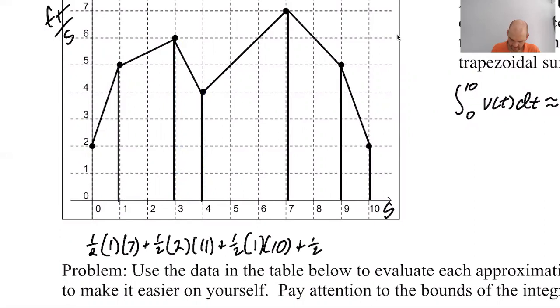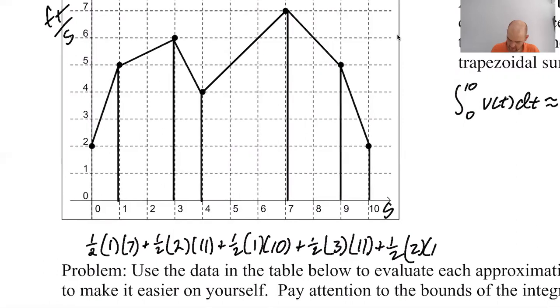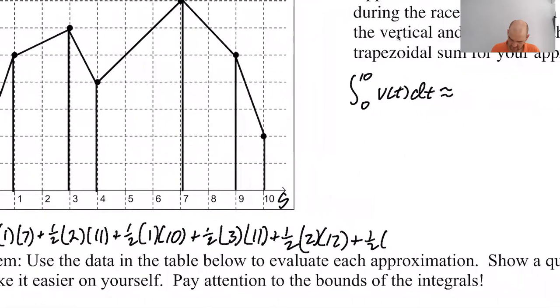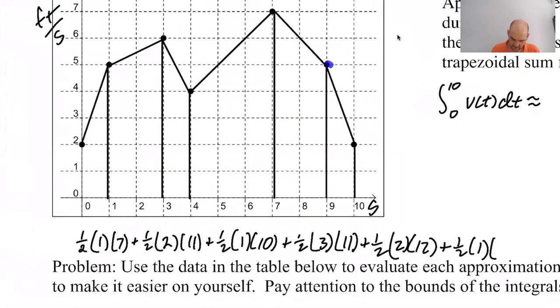Plus 1/2 times 3, because you're going from 4 to 7. And then 4 plus 7 is 11. I bet I get one of these wrong, or I bet I get a lot of them wrong. I'm saying for the notes, I bet I make definitely some fatal error. That's 2, and then 7 plus 5 is 12. And then finally, our last trapezoid is 1/2 times the base, which is 1, and then 5 plus 2 is 7.